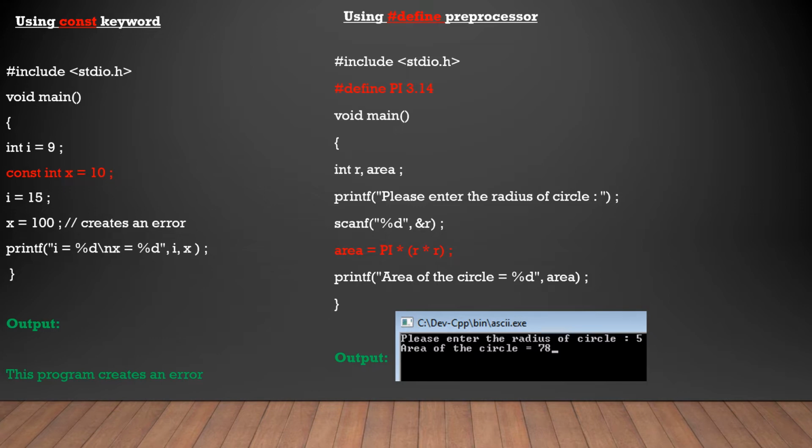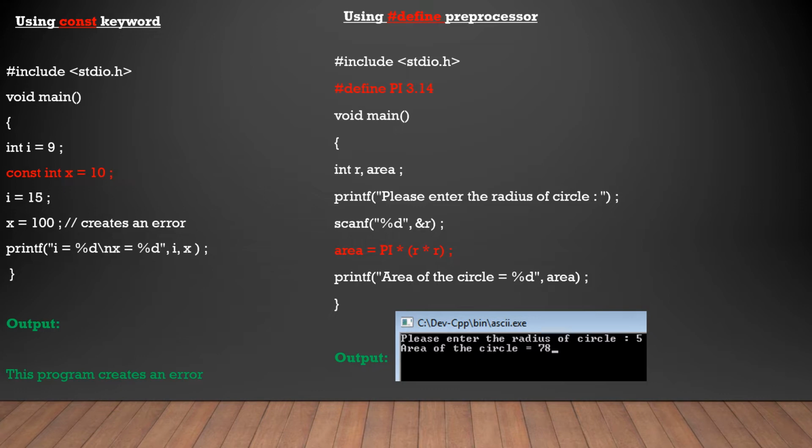Since you declared this variable x as constant, you cannot say x is equal to 100 now. This will create an error. It cannot take the value of x as 100 here. So the output for this program will be an error. Since you have declared x as 10 and now you are assigning x to 100, it will not take this value.